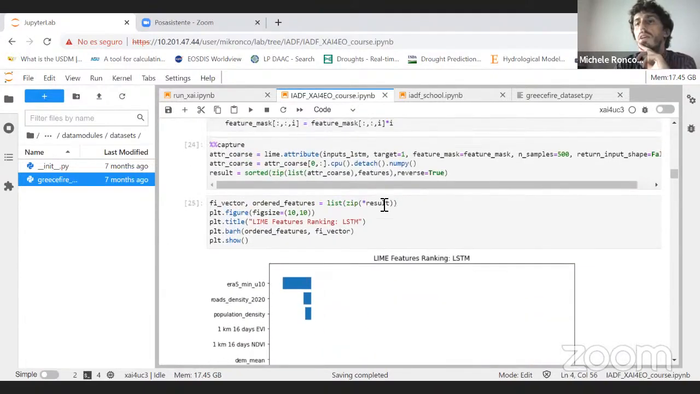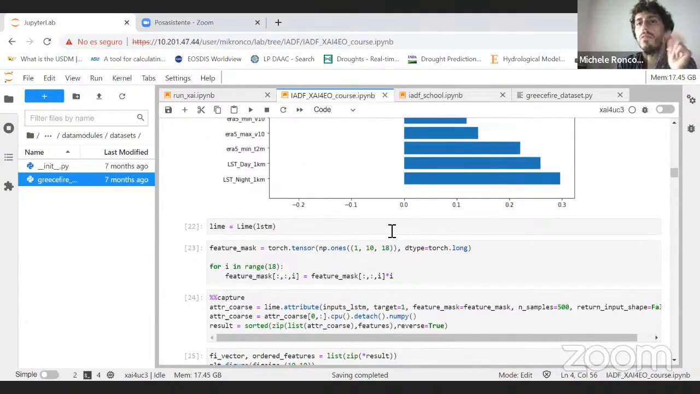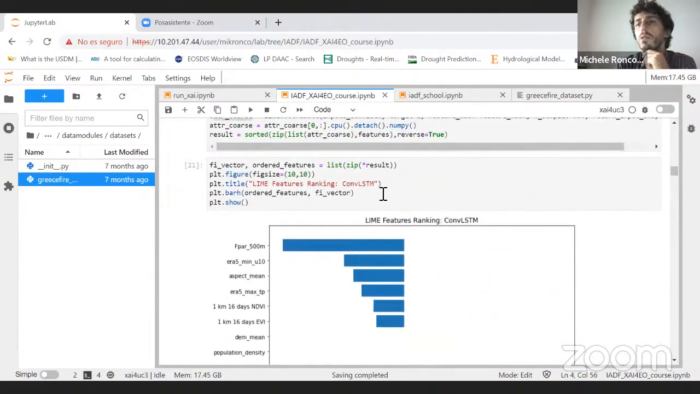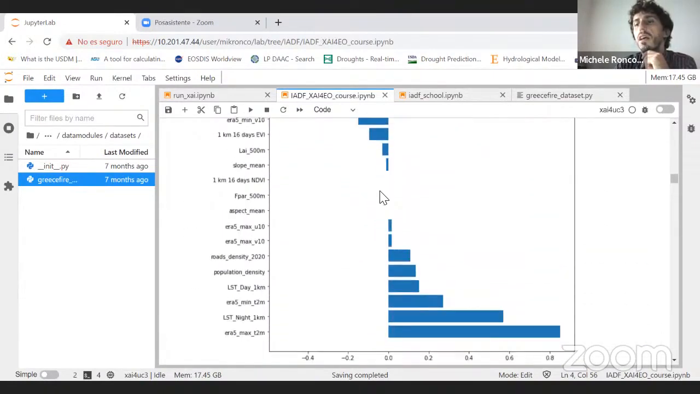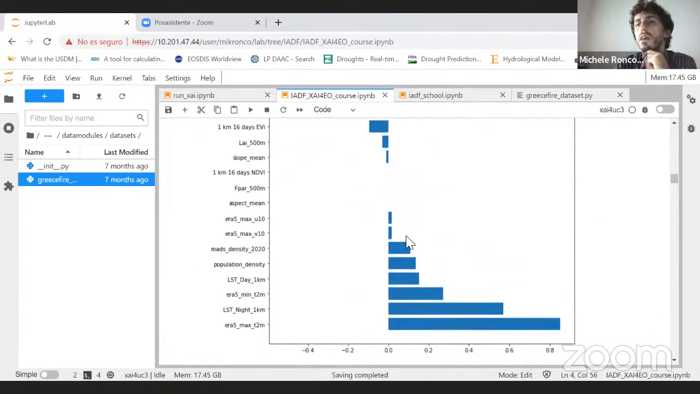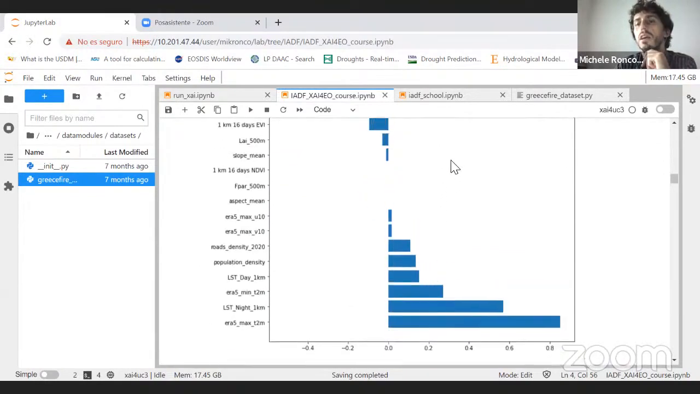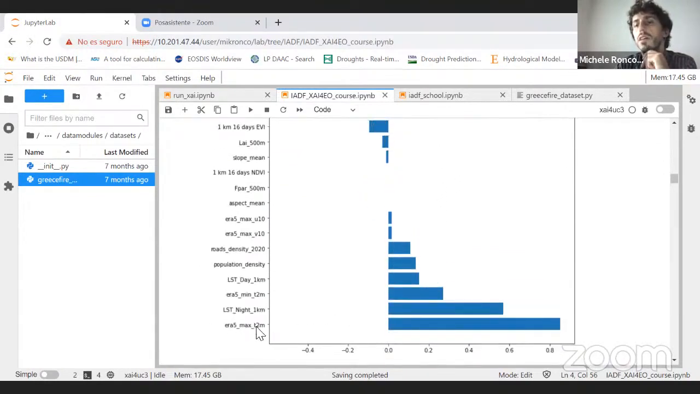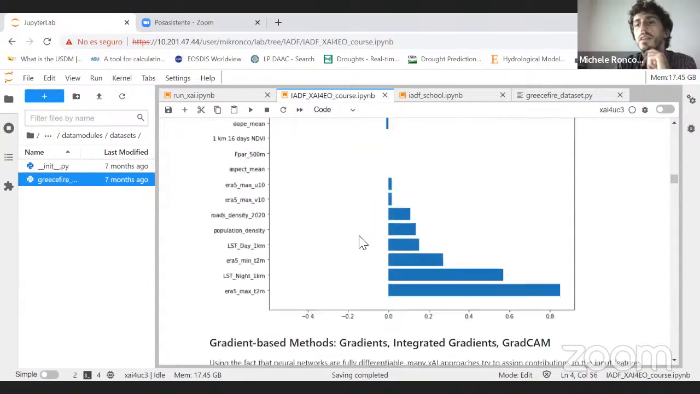What we will see in the notebook is that we can repeat this procedure for the three models that we have, which are, as I explained in the presentation, the convolutional LSTM, the LSTM, and the CNN. And we can compare in this case what the differences in Lime are. We can see that there are many. For instance, if we look at the CNN here, the first variable is the air temperature instead of the surface temperature. And in this case, it's more or less similar.